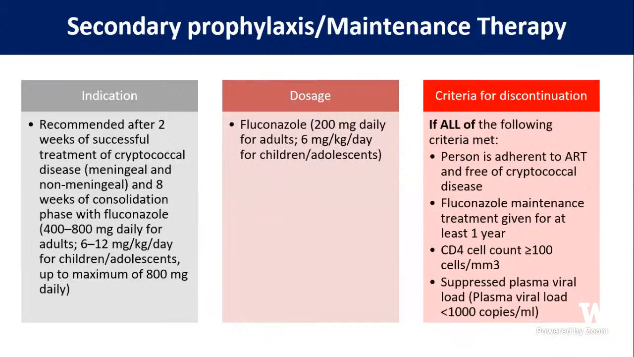Now, the dose for the secondary prophylaxis or maintenance is 200 milligrams daily for adults. And this is what you will have to differentiate from what we saw in the previous slide, which was 100 milligrams. Here, what we see is 200 milligrams. And the discontinuation criteria remain the same, all 4 criteria remain the same.